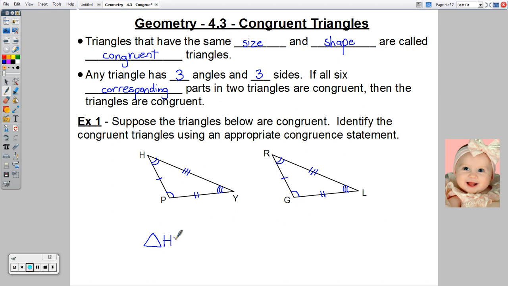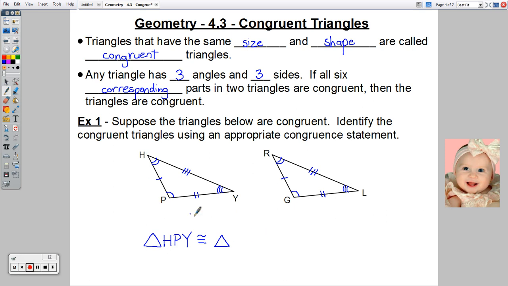So triangle HPY is congruent to, and here's a mistake I see quite often. I did this on purpose. I was trying to bait you into the wrong answer. Oh, it's such a happy little girl. HPY happy is going to be congruent to GRL girl. No, it's not. Hold on, hold the phone. Don't go anywhere. HPY, that would match up in the same order over here as R, G, and L. You have to have the corresponding letters matching up. So if you said GRL, that's not correct.